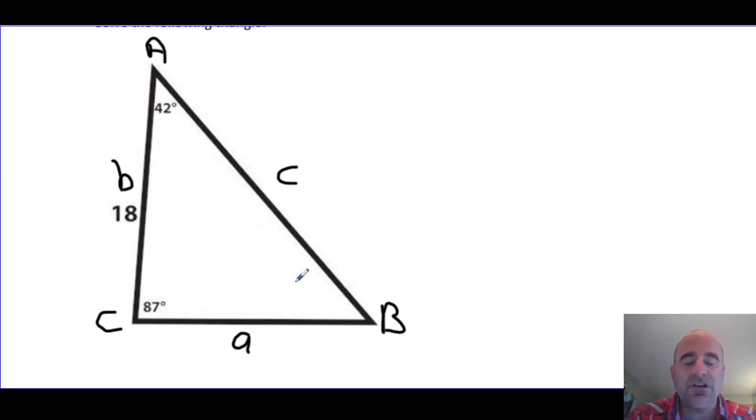Okay, it's not a right angle triangle. It's close, 87, but it's not. There's no side angle side. There's no side, side, side. This is another sine law question. We have to get started with the sine law. After that, we can do whatever we want.